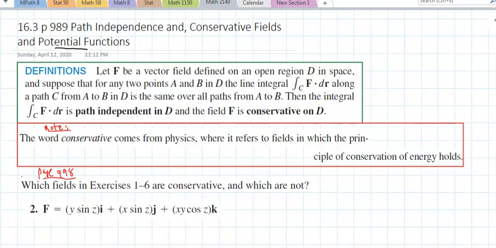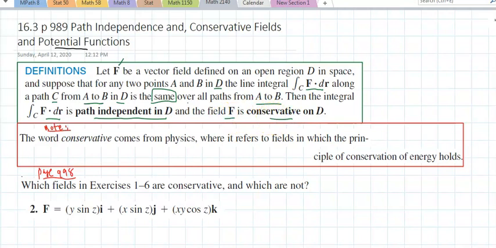It says, let F, a vector field of course, be a vector field defined on an open region D in space. And suppose that for any two points A and B in the domain D, this integral of F dot dr, which is what we've been doing all along in the previous section and the section before, circulation, it has so many different names, along the path C from A to B in D is the same over all paths from A to B. Then the line integral is path independent and the vector field is conservative.